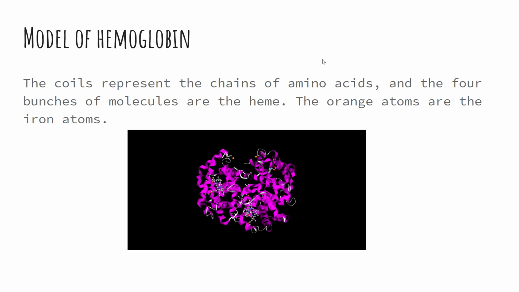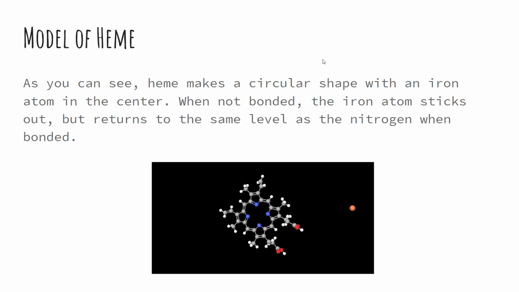Model of hemoglobin. The coils represent the chains of amino acids, or the globin chains, and bunches of molecules are the heme. The orange atoms are the iron atoms. As you can see, heme makes a circular shape with an iron atom in the center. When not bonded, the iron atom sticks out and returns to the same level as the nitrogen when bonded to oxygen.